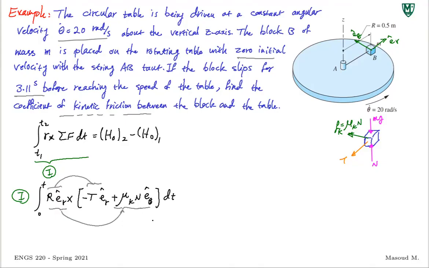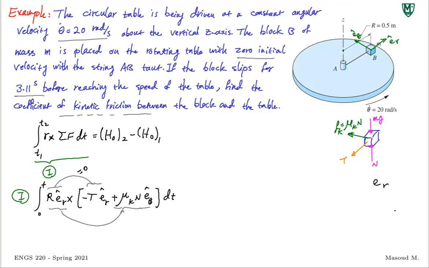R e_r cross minus T e_r: e_r cross e_r. Two vectors parallel, or in this case, they are the same, right? So the angle between these two is 0. Remember, A cross B is AB sine theta. Sine 0 is 0, so that becomes 0. Nothing comes out of this. This is 0. The second one, R e_r cross mu_k N e_theta.